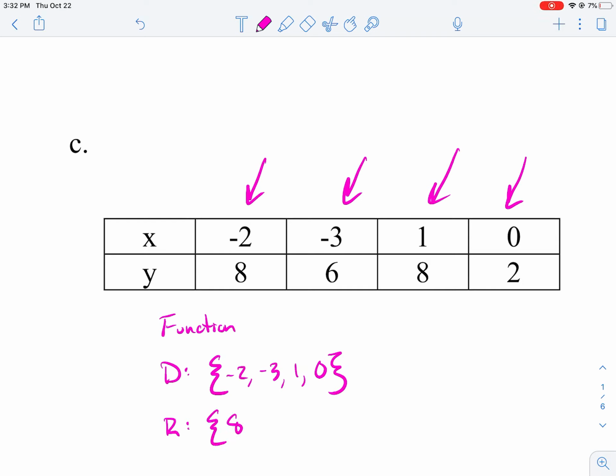And down here, oops, almost wrote 8 twice, which wouldn't be wrong, but we don't need to, because an 8's an 8. All right, so there's our domain. There's our range, and this is a function because we don't have any repeated x values.